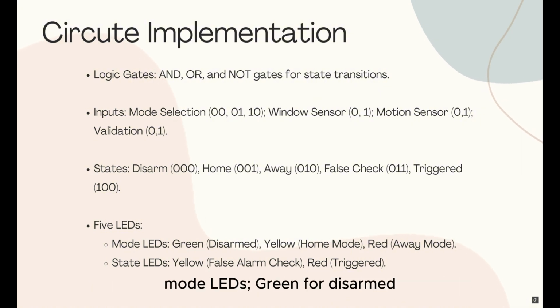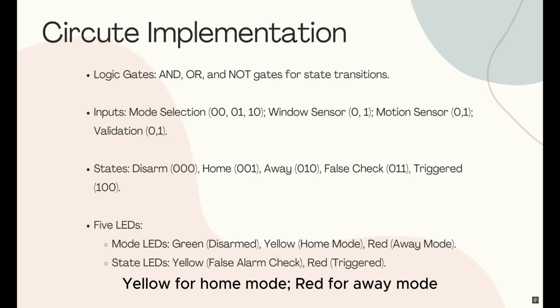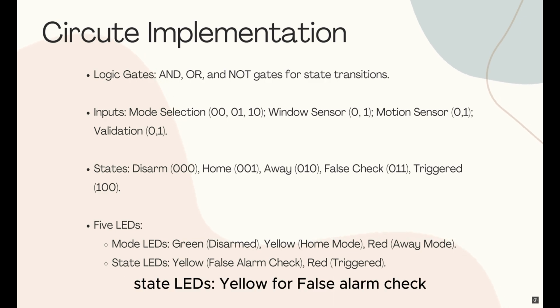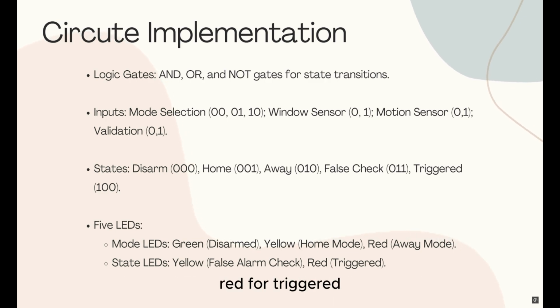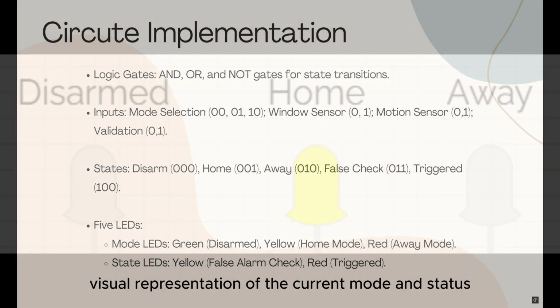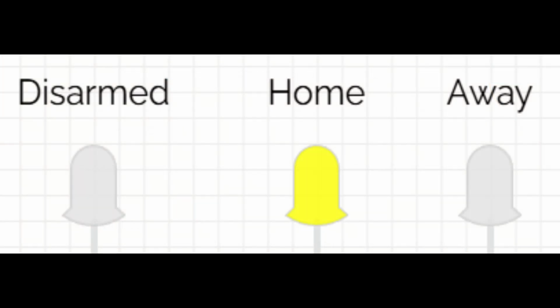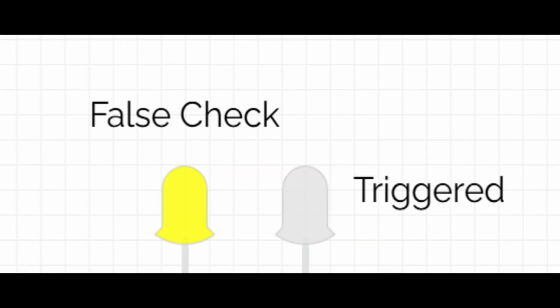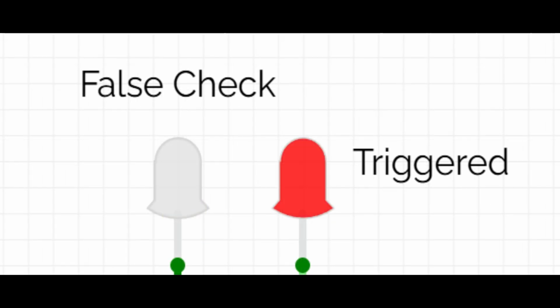Mode LEDs. Green for disarmed, yellow for home mode, red for away mode. State LEDs, yellow for false alarm check, red for triggered. When the system transitions states, these LEDs provide a clear visual representation of the current mode and status. For example, switching from disarmed to home mode lights up the yellow mode LED. Activating a sensor while in away mode transitions the system to false alarm check, lighting the yellow state LED. If the alarm is confirmed, the system transitions to the triggered state, activating the red state LED.